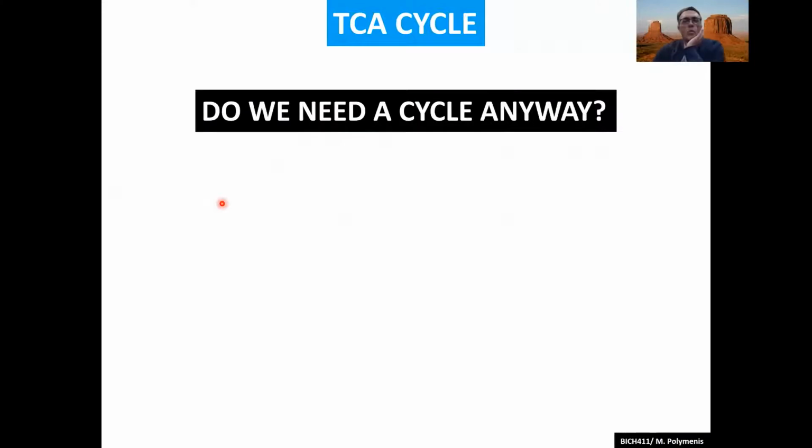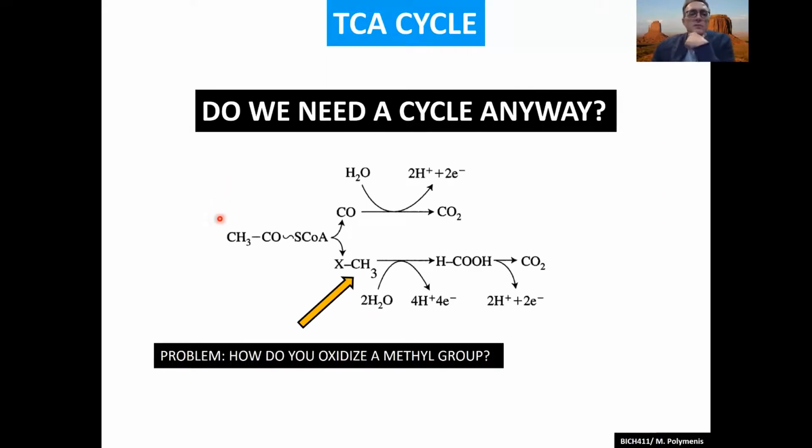Now, why do we need to do that? Do we really need to make citrate here? So what's the alternative? We have acetyl-CoA, and you can lose the CoA and decarboxylate.